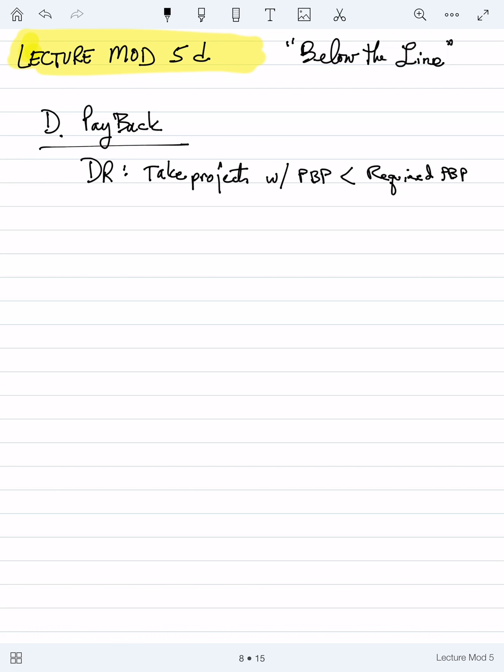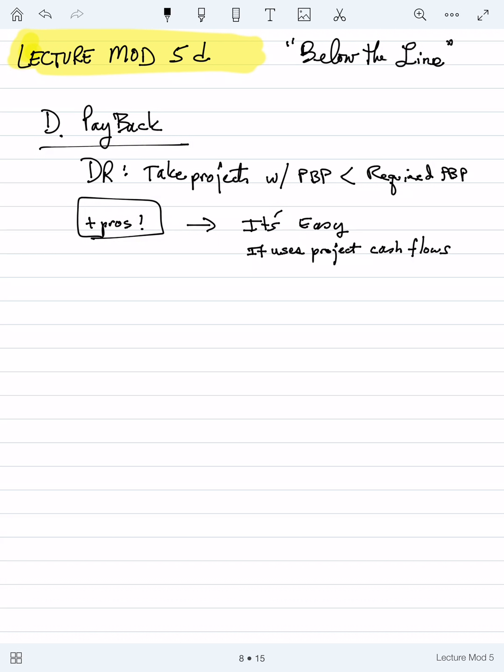Now, there are, of course, two virtues, two pros of payback period. One, of course, is it's easy. Being easy, it's actually quite widespread in use. Also, it does use project cash flows, because you have to identify the cash flows to see when you're paying off your investment.